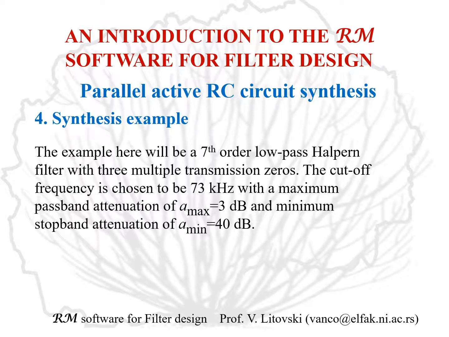Now we will go for an example. The example here is a 7th order low-pass half-band filter with 3 multiple transmission zeros. The cutoff frequency is chosen to be 73 kHz with a maximum passband attenuation of 3 dB and the minimum stopband attenuation of 40 dB.